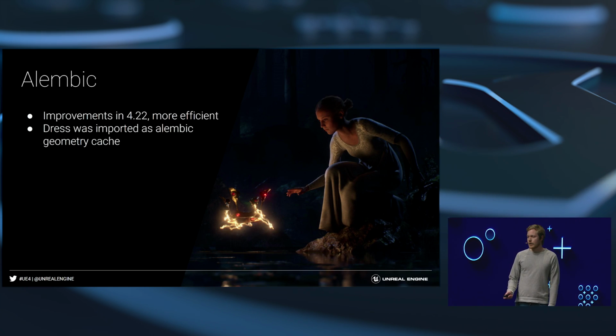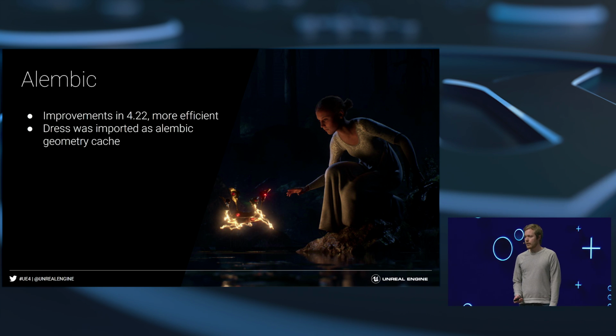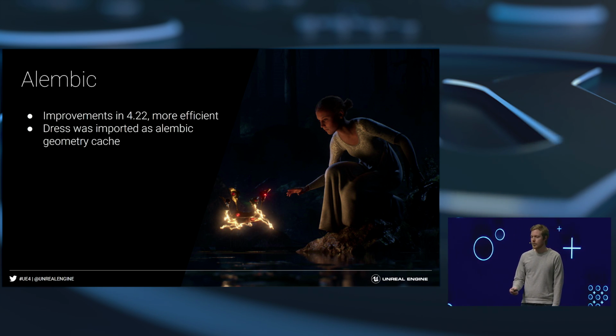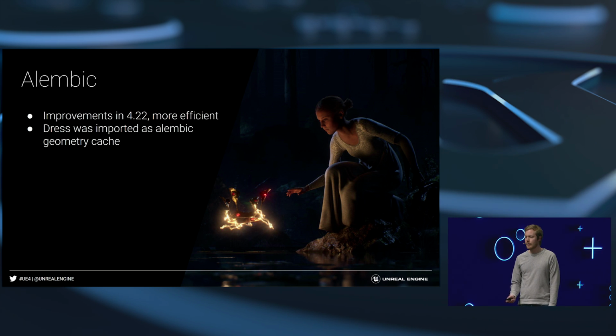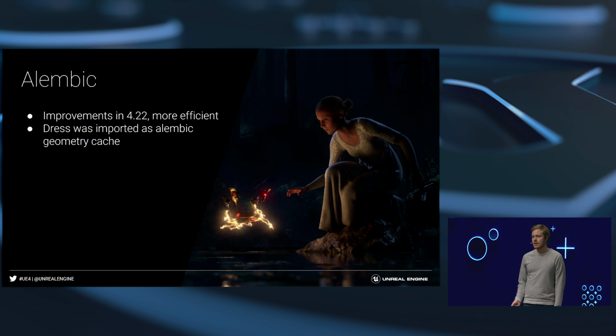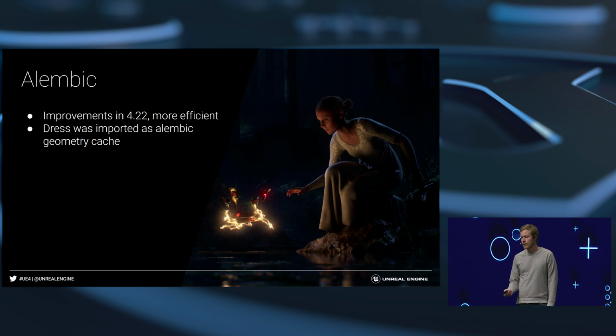We also got some good improvements to Alembic in 4.22, which made it much more efficient. And for this project, the dress was simulated in Houdini, and then we imported it as Alembics for each shot. And Alembic is just a huge thing for us, and it's nice that it's working so well now in Unreal, because as a VFX studio, we're using Alembics for everything.